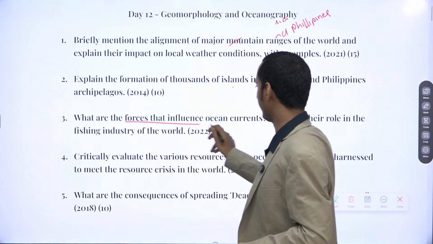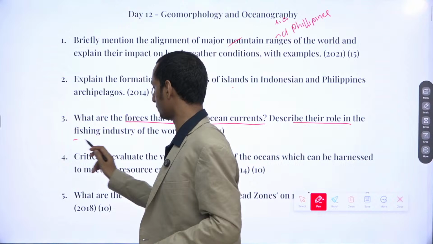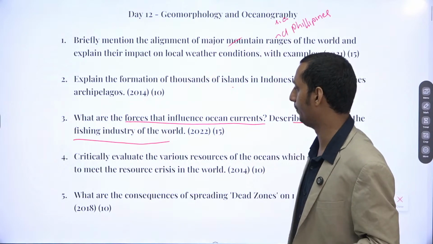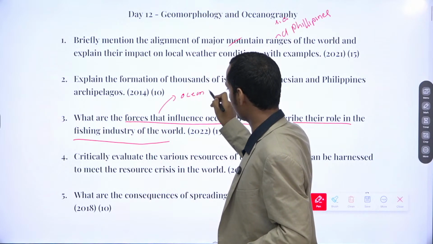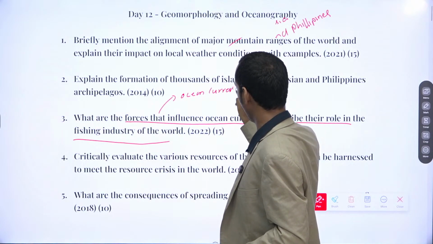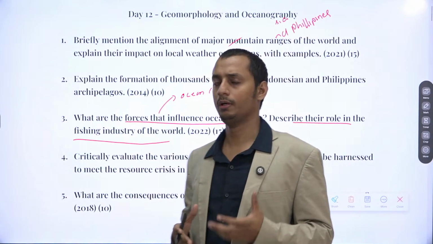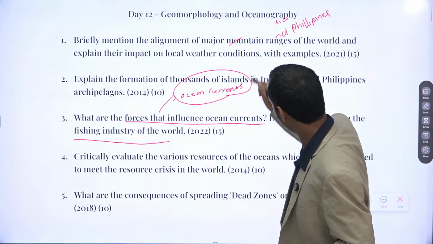So what are the forces that influence the ocean currents? Describe their role in the fishing industry. So here also you have very explicitly mentioned 2 body parts. So first one, regarding the introduction, mention the ocean currents. You can mention what the ocean currents are, because it's very hard to provide a contemporary example regarding the same, right? So go for a general introduction regarding the ocean currents. Now what do you do? You draw a world map.